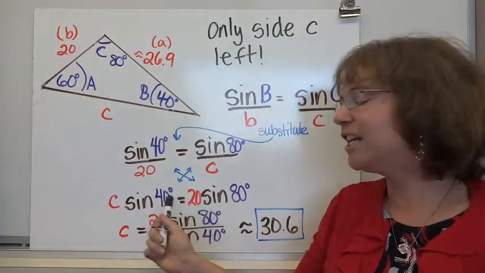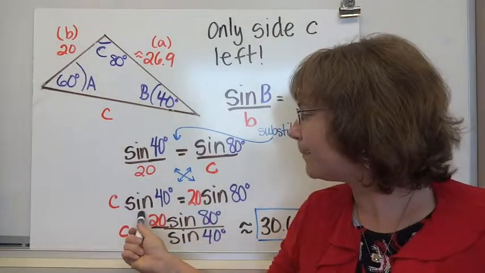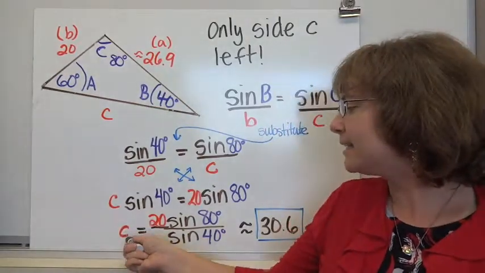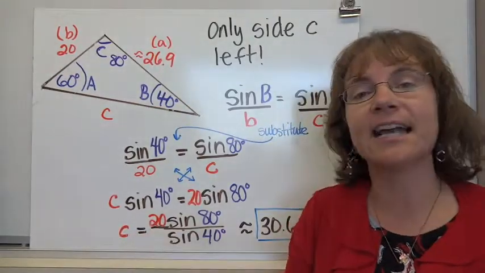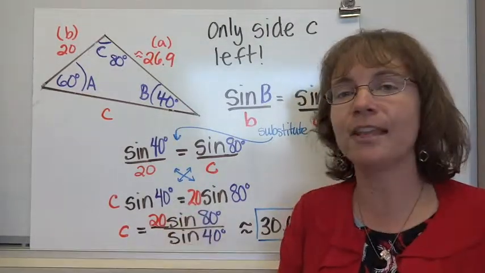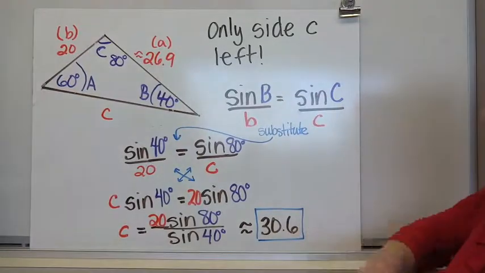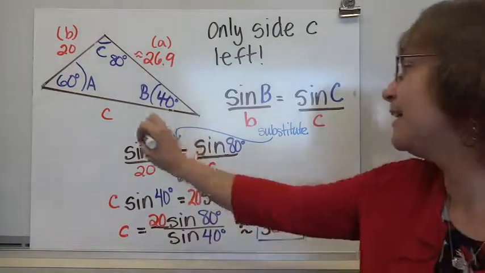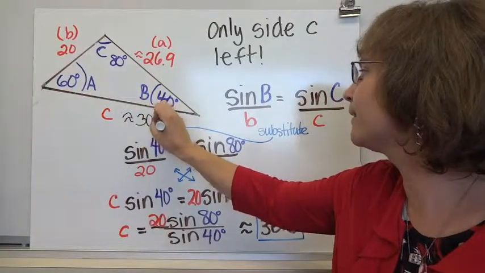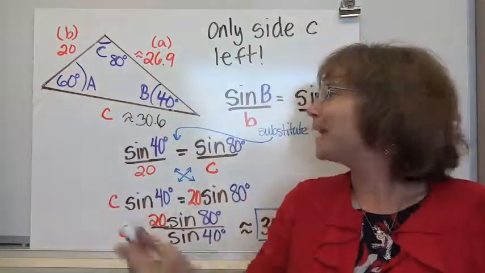So now I have an equation here. I can solve for that. This is just a number. I can divide both sides by the sine of 40. So I get C is equal to 20 sine of 80 degrees over sine of 40 degrees. I can plug that into my calculator, and I get the approximate value of 30.6 as my side length. 30.6. See, I told you you could do it.